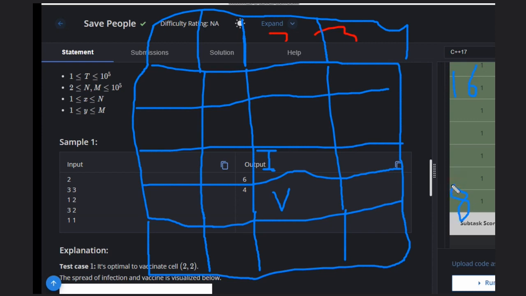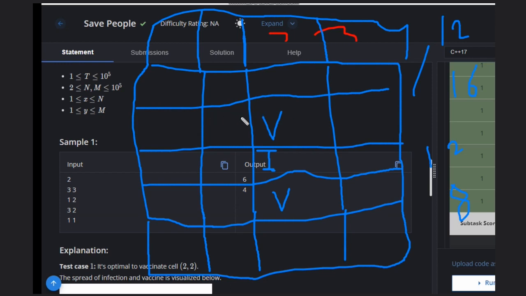So that is not the ideal case. So what do we need to do? We need to vaccinate this cell. If we vaccinate this cell, then what can we achieve? We can achieve 12 cells vaccinated and 12 cells infected. So the better answer is given if we place it above. And a similar case happens with left and right also.